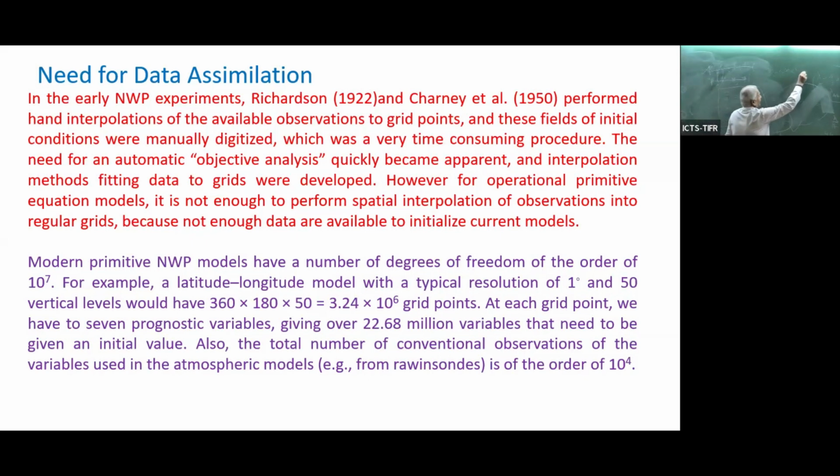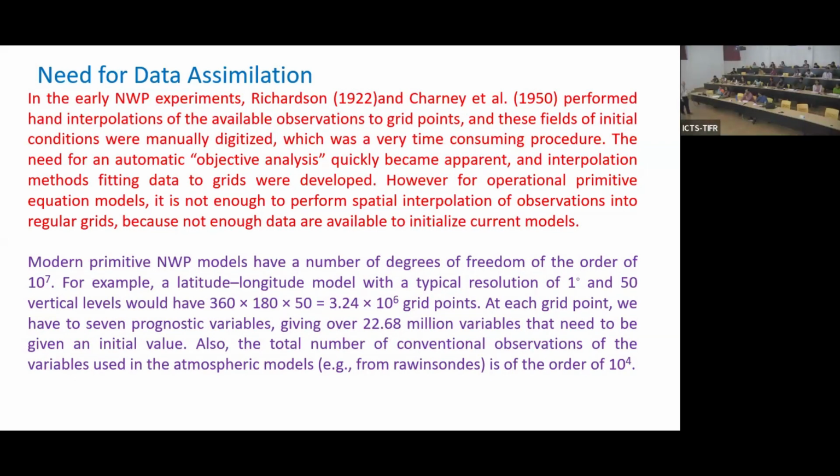And I have 7 dependent variables. So this gives me the total number of degrees of freedom. This is something like 10 power 7. Now, in order to prescribe the initial state of the atmosphere, I have to give this 10 power 7 numbers: 10 power 7 numbers of U, 10 power 7 numbers of V, 10 power 7 numbers of W, 10 power 7 numbers of temperature, geopotential, and so on.